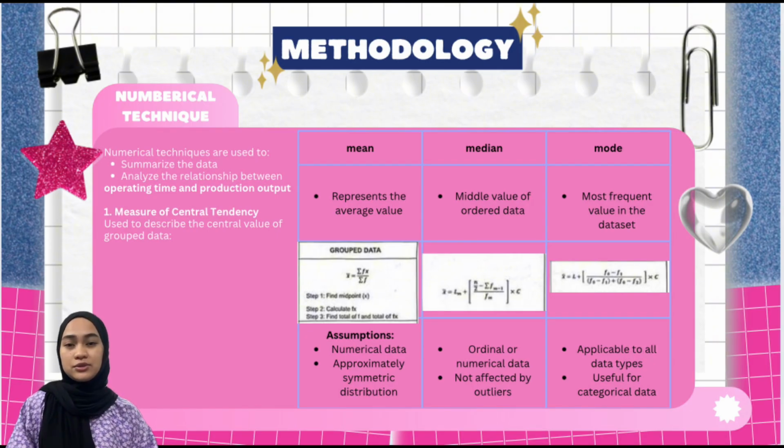Let's move on to the assumptions. The mean assumes numerical data with an approximately symmetric distribution, and the median is suitable for ordinal or numerical data and is not affected by extreme values. Lastly, the mode can be used for all types of data and is especially useful for categorical data.